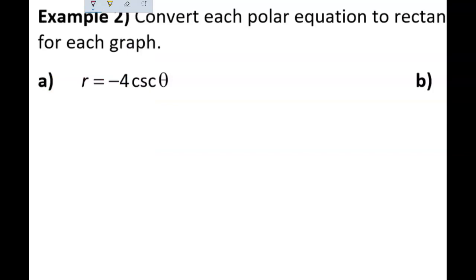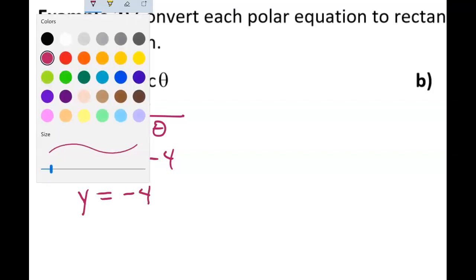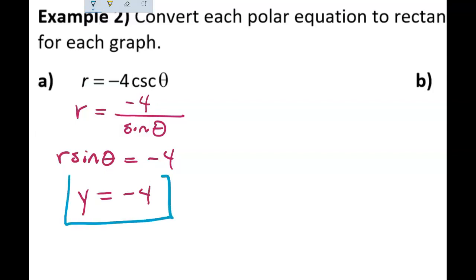Cosecant theta is not one of those trig functions that is in any of our conversion equations. So let's convert this to r equals negative 4 over the sine of theta. Now let's multiply both sides by sine of theta. And now we have r times the sine of theta is equal to negative 4, and r times the sine of theta is y. So this must be the equation of a horizontal line, y equals negative 4.